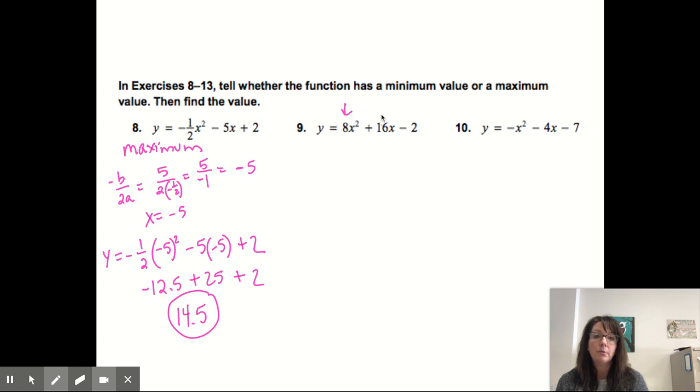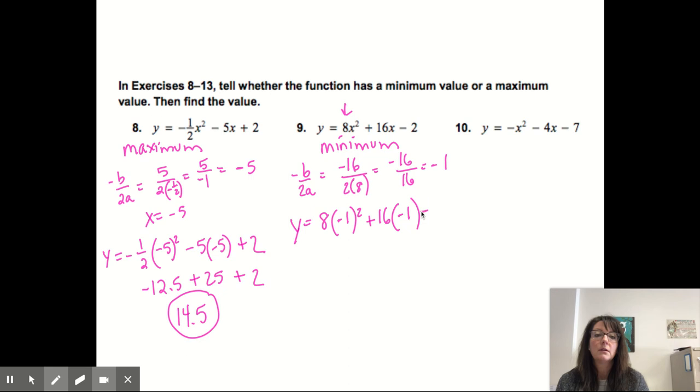A is greater than 1. That means my parabola opens up, so I'll have a minimum value. Okay, and to find my axis of symmetry, it is -1. So the y value is going to be 8 minus 16 minus 2, or -10, and that's going to be my minimum value.